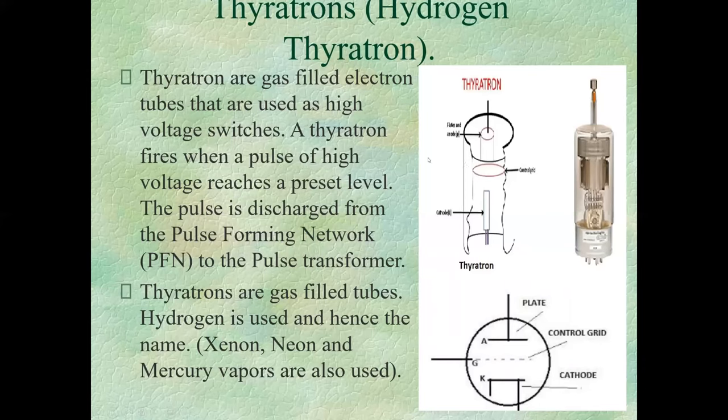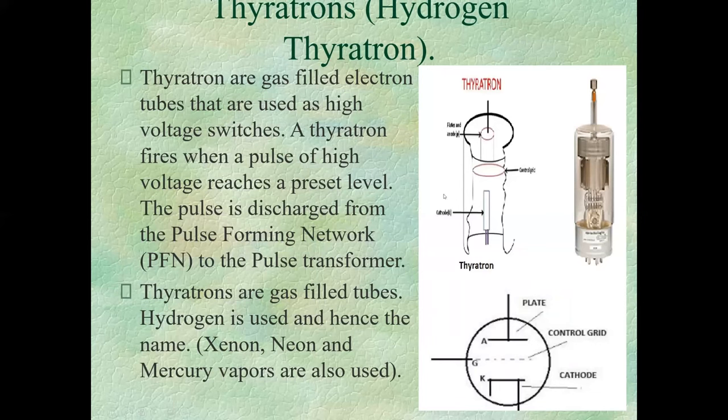Thyratron, as I discussed, is a switch. It acts as a switch. They are gas-filled electron tubes that are used as high voltage switches. A thyratron fires when a pulse of high voltage reaches a preset value. The pulse is discharged from the pulse forming network to the pulse transformer.